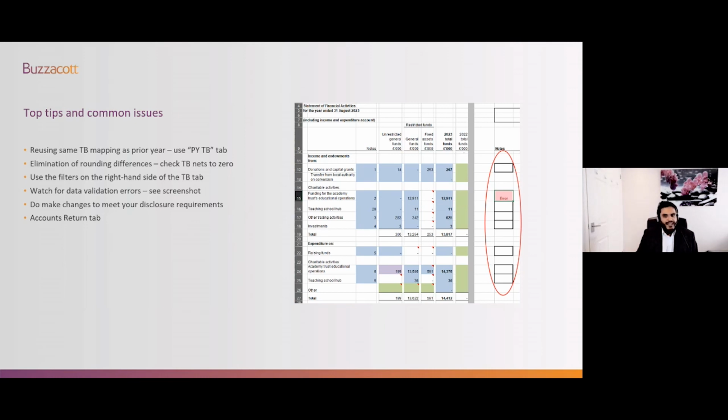Also, please do feel free to make changes to the templates to meet your disclosure needs. As we say, we've modelled this template on the Coketown model accounts, but we know that some academies do like to include additional analysis over and above what's included within Coketown. But where you do this, please do try and use the same sort of formulas and principles as for the rest of the template. The more you start adding in hard type figures, the more difficult it becomes to see that clear audit trail. Finally, there is an accounts return tab also included within the template.